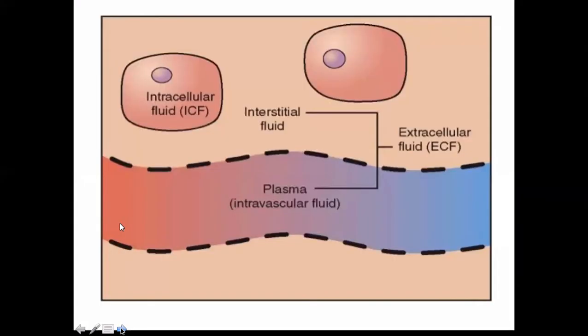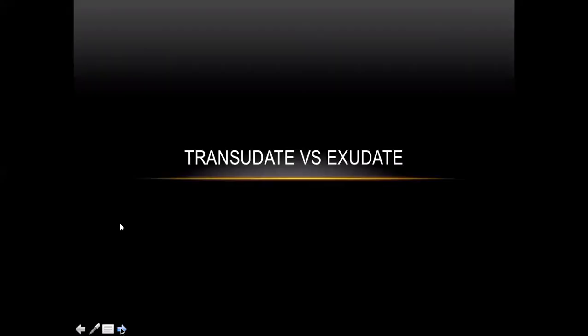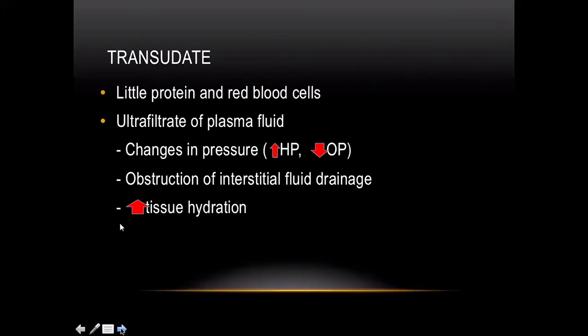Okay? Then, edema is nothing else but too much fluid. Fluid, ano namang klaseng fluid yan? So, ang fluid na nag-accumulate in the interstitial space. But what are those types of fluid? No? So we have two types. The fluid can be a transudate or an exudate. No? So when you say transudate, little protein and red blood cells. So this is an ultrafiltrate of plasma fluid.